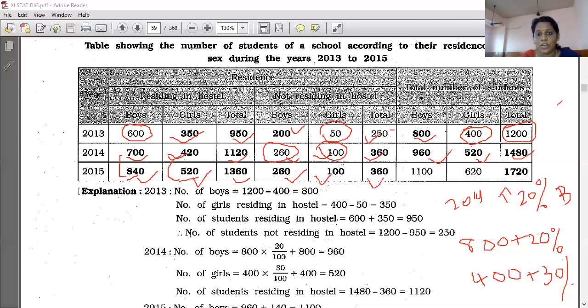This column will be the non residing में कोई changes नहीं है and कोई newly admitted students नहीं है, so your figure will be the same as the 2014 only, right? Now you will be getting the total boys 840 plus here non residing के boys है 260, so you will be getting 1100, then 520 plus 100 is 620, then you have to add this 1100 plus 620 is 1720.